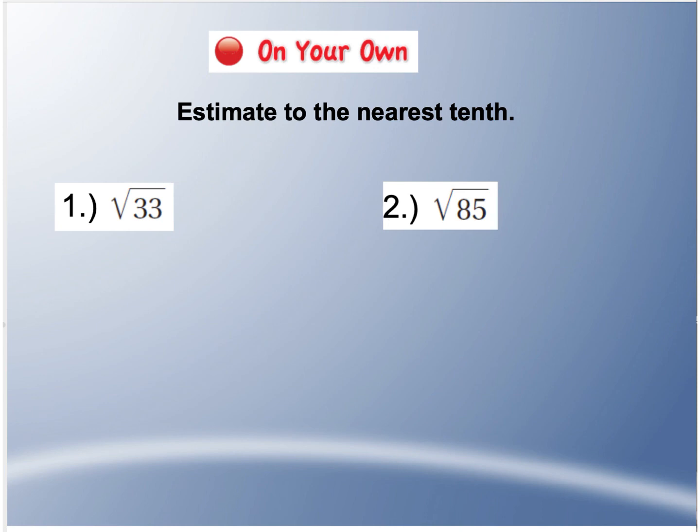So the actual square root of 33 is 5 and 7/10. I would give you credit for 5 and 6/10, 5 and 7/10, 5 and 8/10. The square root of 85 is 9 and 2/10. So I'd give you credit for 9 and 1/10, 9 and 2/10, and 9 and 3/10. I do not want you using a calculator, especially when we're doing this on a test.